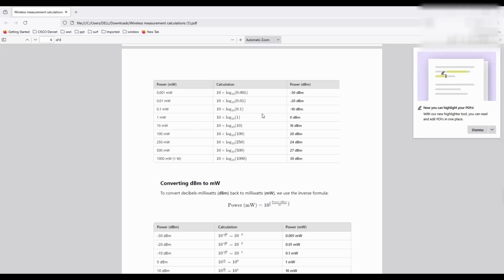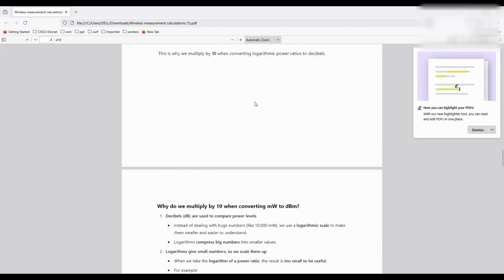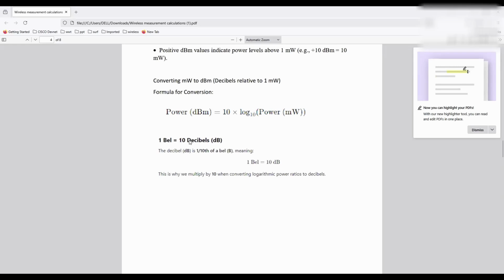And why are we multiplying with 10? This is the reason that is over here. 1 bell is equal to 10 decibels. The decibel is nothing but 1/10 of a bell. Okay, that is why we are putting the 10 here.